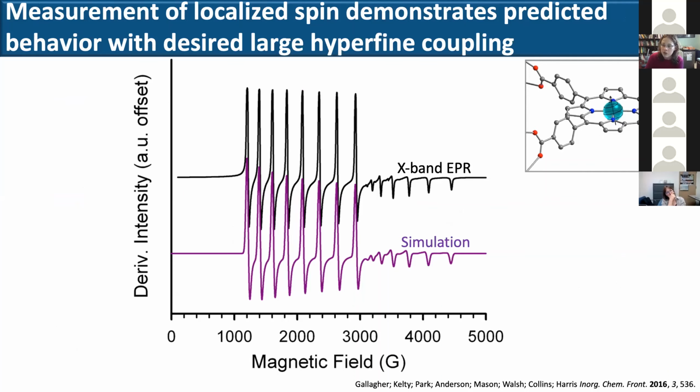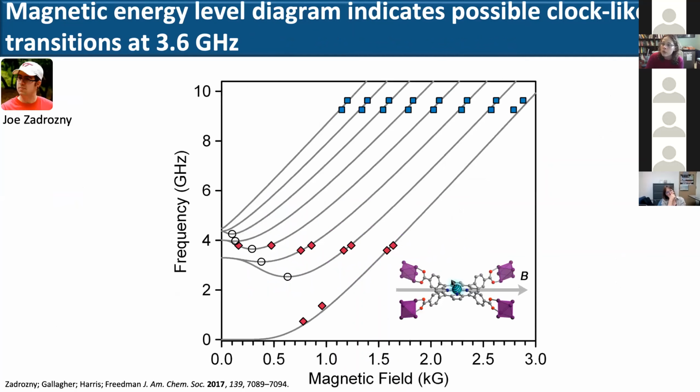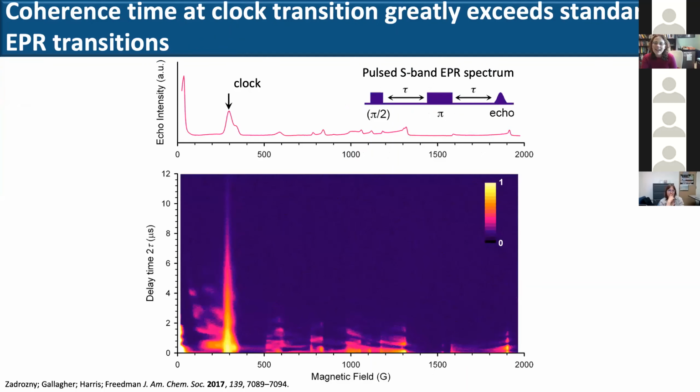But this is not the strong mixing regime. We had to move to lower frequency. And so Joe, again, Joe's awesome, was able to find a 3.6 gigahertz EPR at UIUC in their user facility. There we expected that we would see both a clock-like transition and a Zeeman transition. And you can see from his data, that's exactly what we saw.